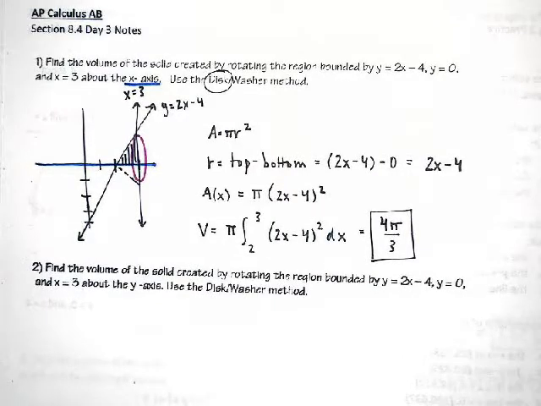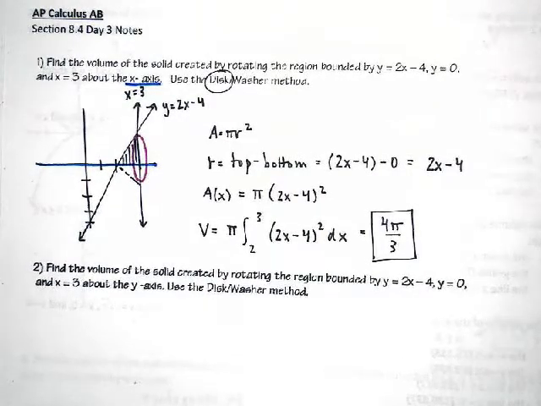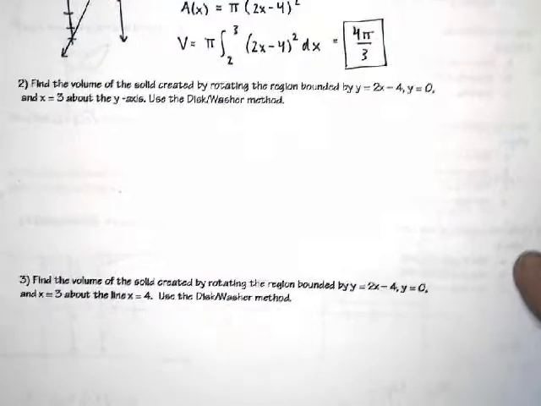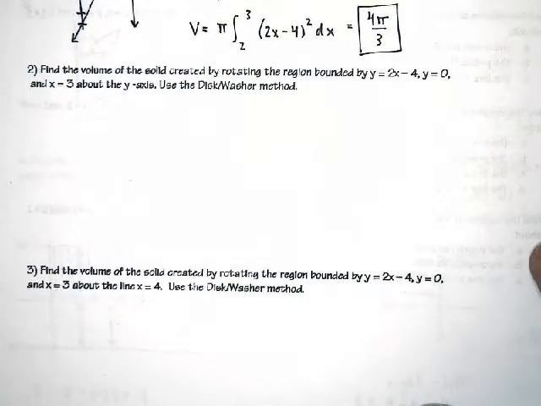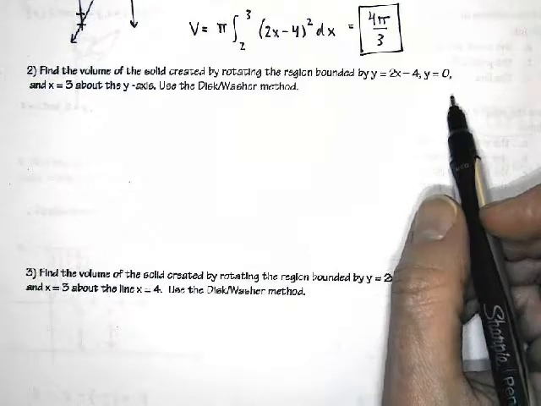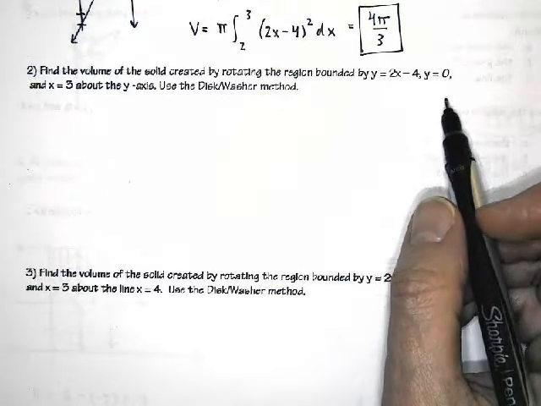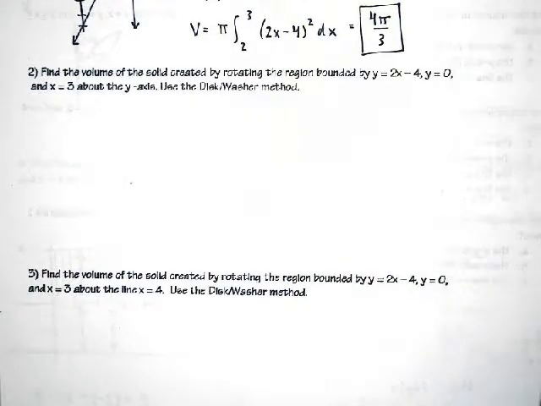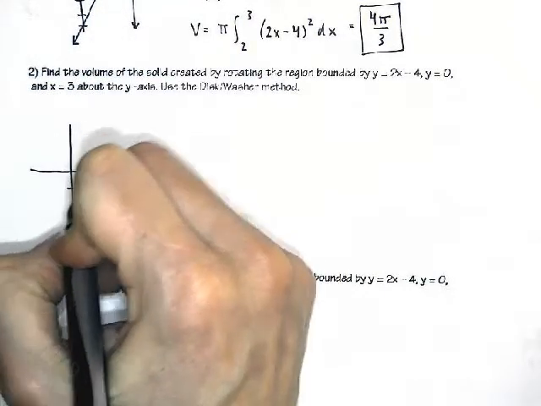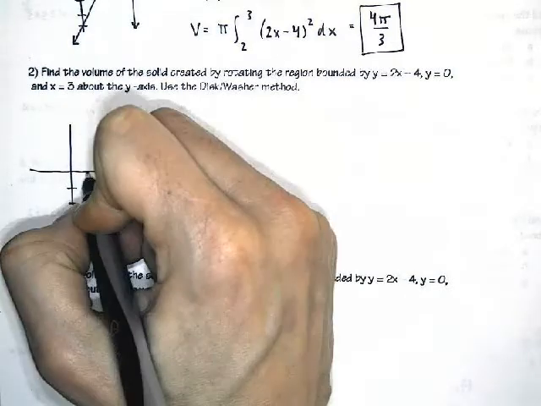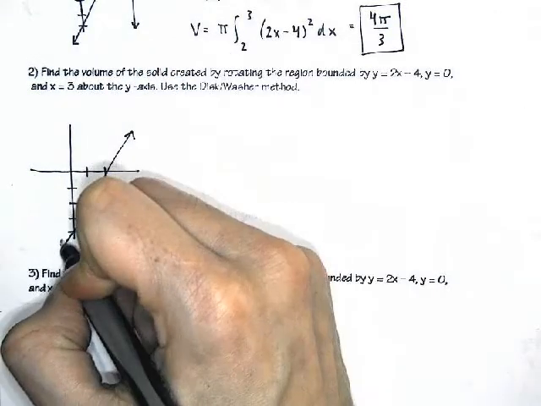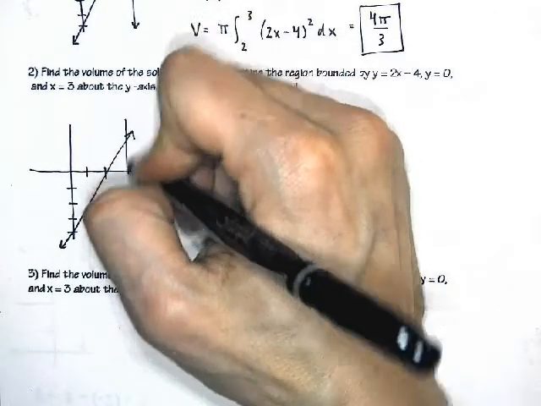Okay, so a basic discs problem. Now if I look at number 2, I'm going to rotate the region captured by those same curves, so same functions, but now I'm going to revolve it about the y-axis. Let's see how that changes things. So I'm going to draw in my same graph here. 1, 2, 3, 4. X-intercept is 2. So there's my line. I have x equals 3.